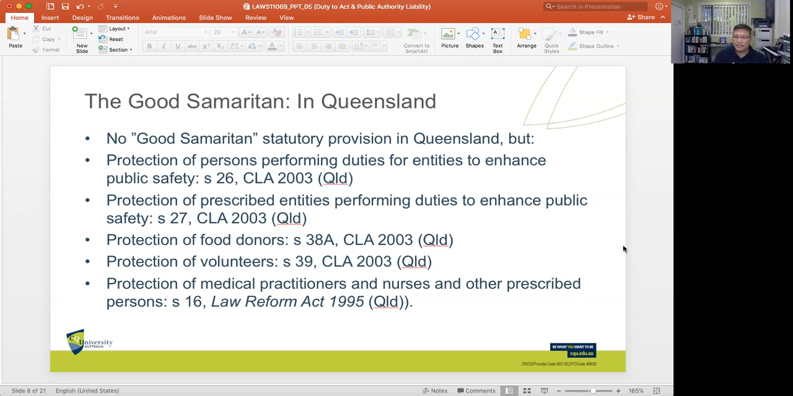The prescribed entity itself, which performs duties to enhance public safety, is also protected from liability, again, when there is no gross negligence. In Section 38A of the Civil Liability Act of Queensland, there's also protection for food donors and protection of volunteers. In the case of medical practitioners, nurses, and other prescribed persons, there is also protection under Section 16 of the Law Reform Act 1995, again, when there is no gross negligence or when there is no occasion where the person trying to rescue is intoxicated. And it is that intoxication which can be considered to have led to the harm to a victim.